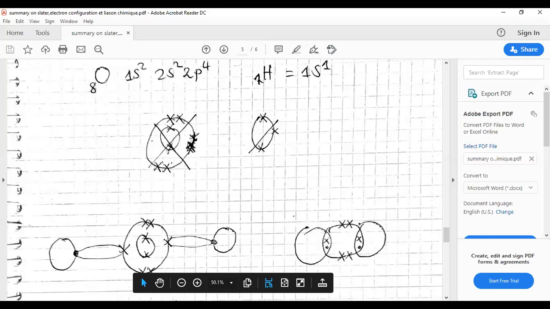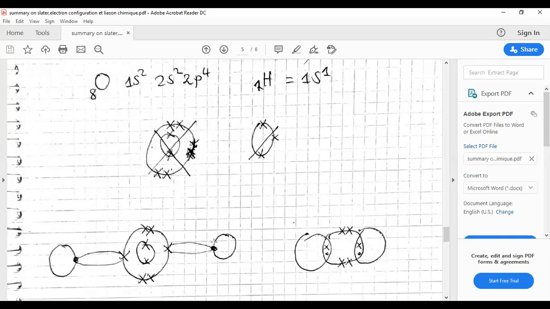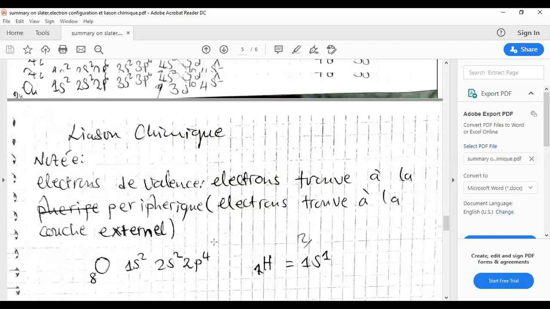For oxygen to be stable, it needs to have 8 electrons, according to the formula we use for stability, 2n squared. For the first shell, it will be 2 times 1 squared, which is 2. The 2 represents the number of electrons each orbital must have, and n is the shell. So the first shell must have 2 electrons. Then the second shell, and so on.